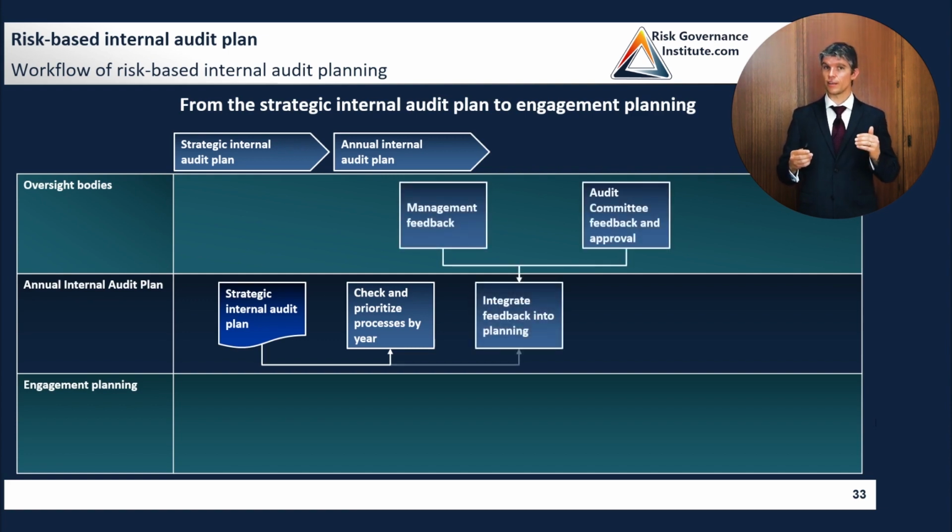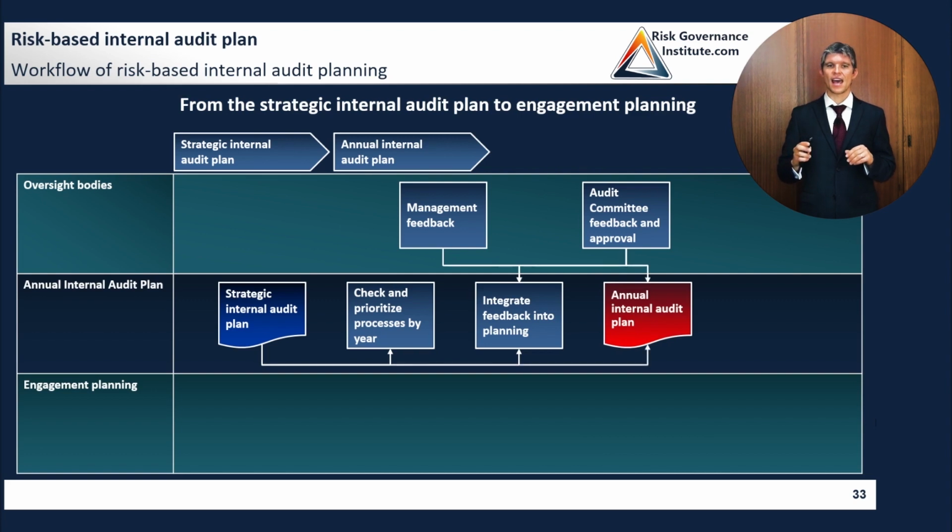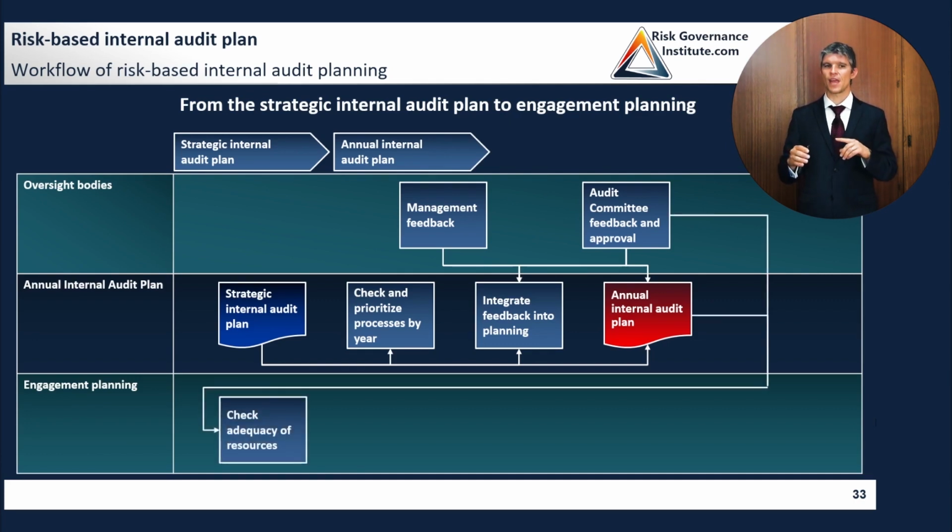We get our management feedback. They might say, the situation has changed, or we face new risks. I mean, in a lot of businesses, 3 years is a lot of time. And so we integrate that feedback into the planning. And finally, we end up with an annual internal audit plan. You might think that there are a few steps that are missing, but you're going to see that those things are afterwards. And I'm placing now, check the adequacy of resources.